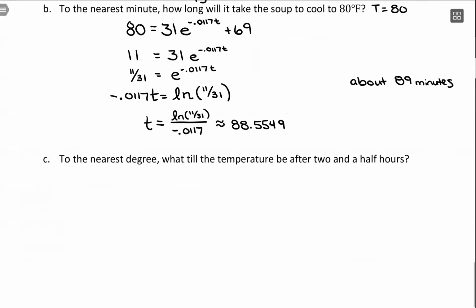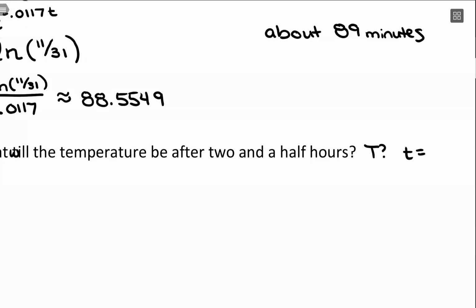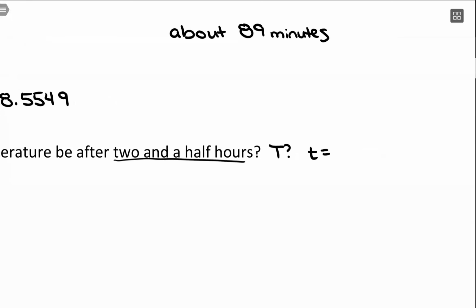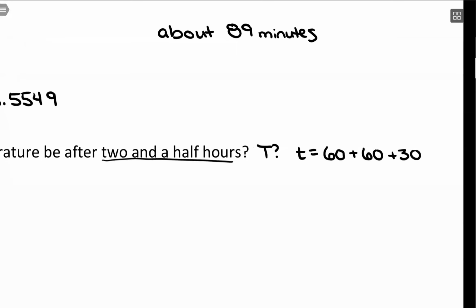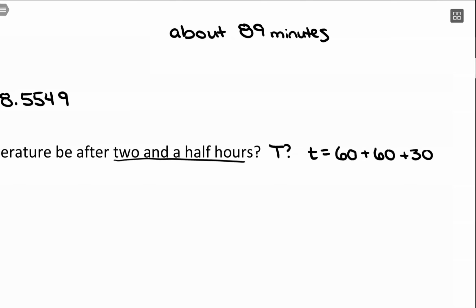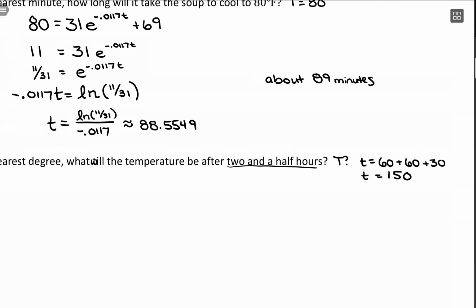All right, our last piece here: to the nearest degree, what will the temperature be after 2.5 hours? So with this, we know time, but we don't know temperature. So we're looking for temperature. And with time, what we need to remember is that our units are in minutes. So where they're telling us 2.5 hours, we need to change that to minutes. So we have 60 minutes for 1 hour, 60 minutes for a second hour, and then half of an hour of 30. So our time is going to be 150. So 150 will be the same as 2.5 hours.